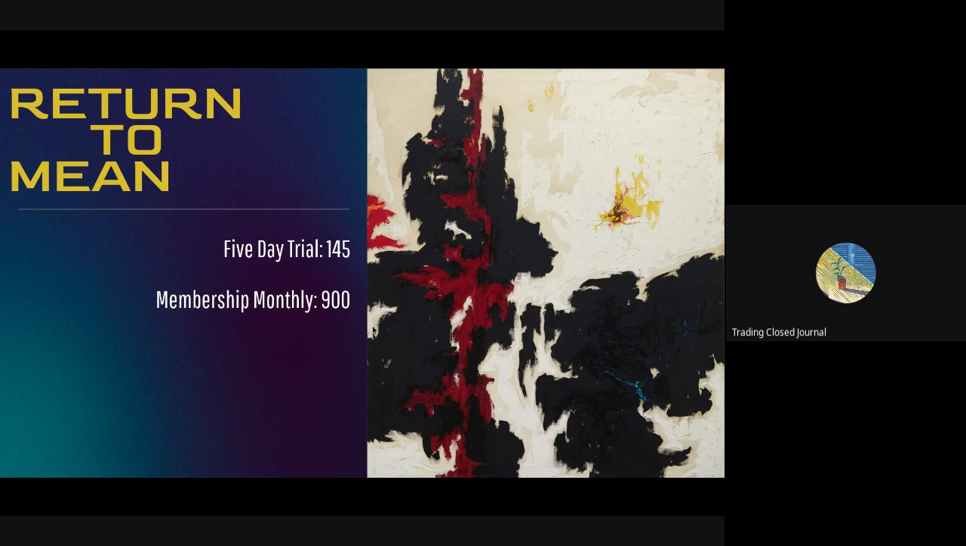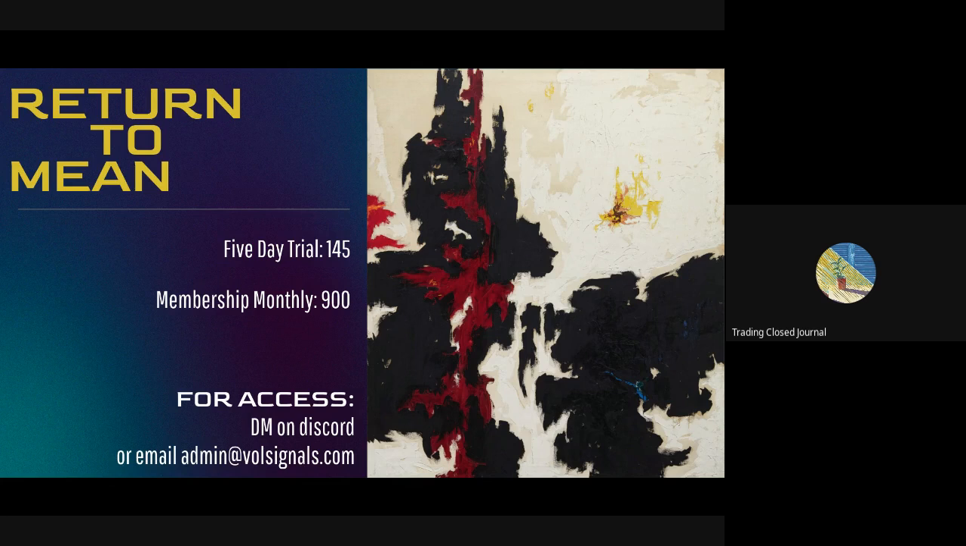So those are the details. So for access, we would like you to either DM myself, Trading Closed, or you can DM VolSignals, or you can email him at admin@volsignals.com to set up a request and set up for a trial. At the moment, we're trying to limit it to sort of 6 trials added a day so that we're not so overwhelmed with folks asking questions. You're going to have a lot of questions the first time. And so if we limit the amount of trials that we're adding, you can feel confident that we're available to answer whatever questions you may or may not have.